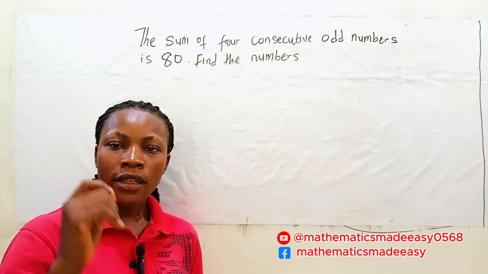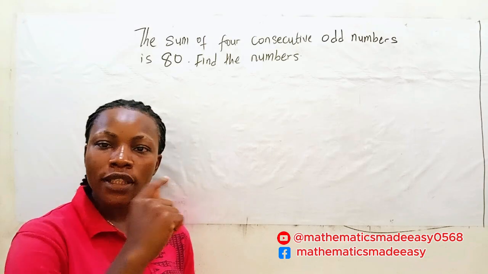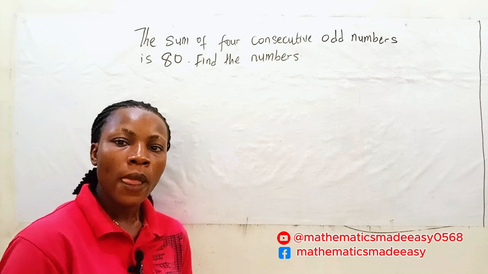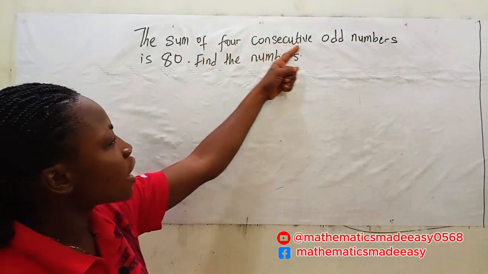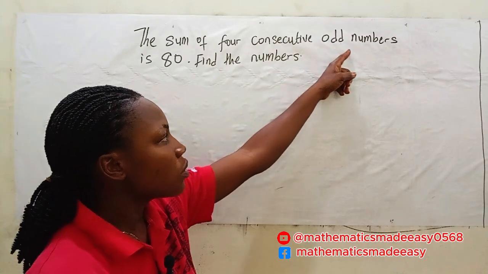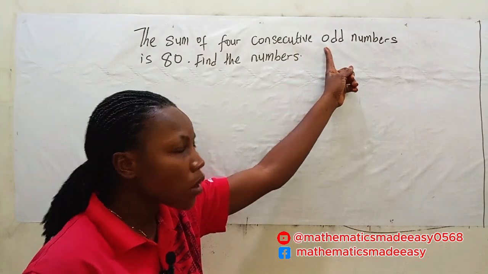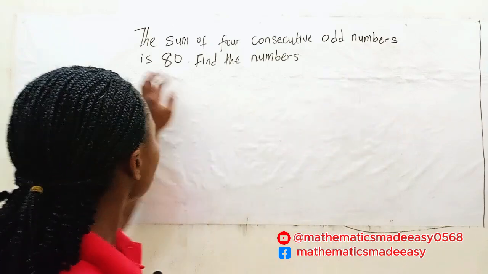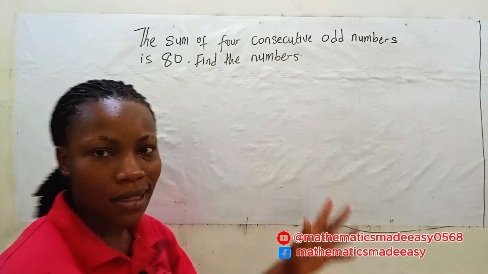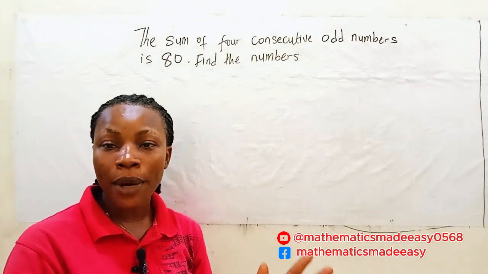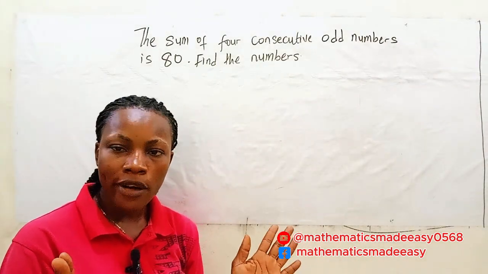All right, let's pay attention to this question now. It reads: the sum of four consecutive odd numbers is 80. Find the numbers. The numbers are odd, all right?